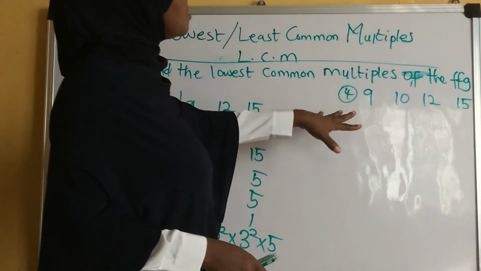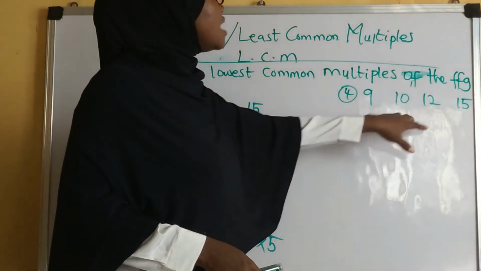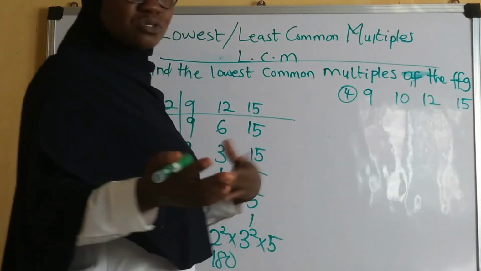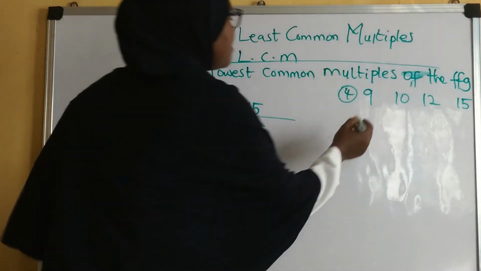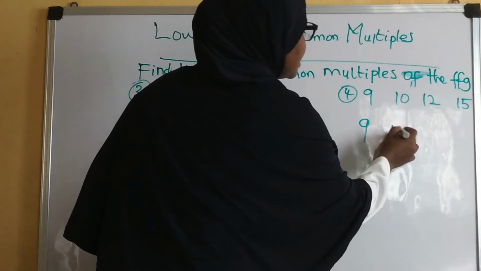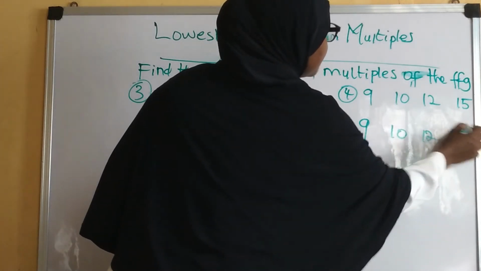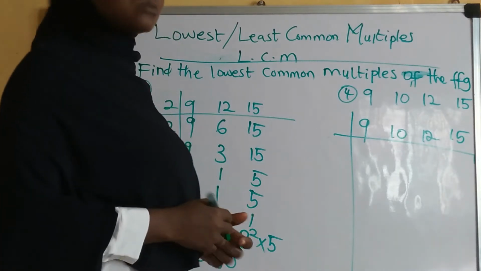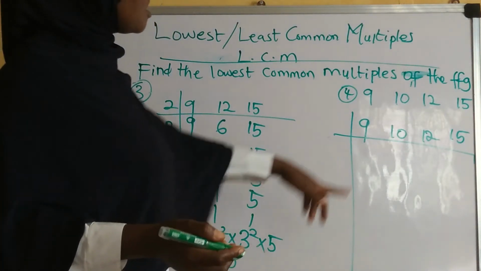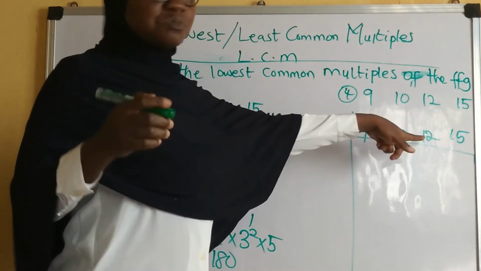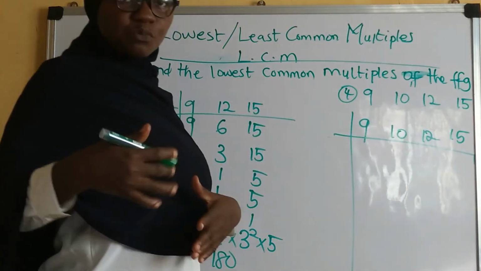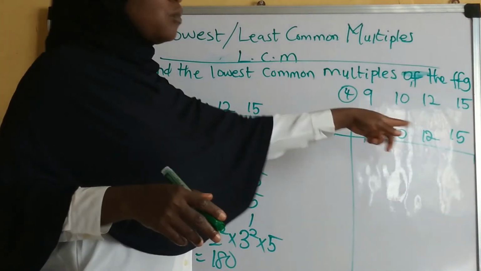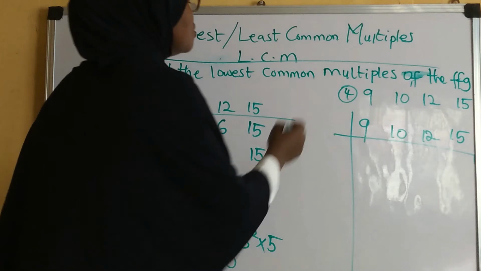Alright, we want to find the LCM of 9, 10, 12, and 15. So we are going to use the same method anyway. So I'll bring out my 9, my 10, my 12, and then the 15. Now what number comes to mind if I'm going to divide? I think I'm going to use 2 because I have 10 there, which means 10 and 12 are divisible by 2. That is, 2 can divide 10 and 12. So I'm going to start from 2.